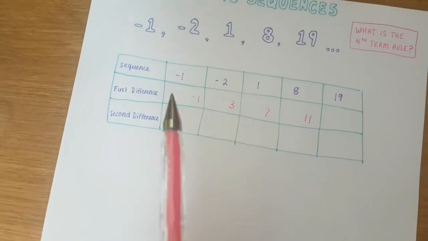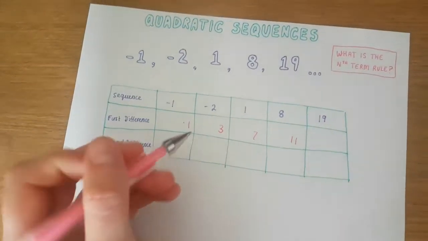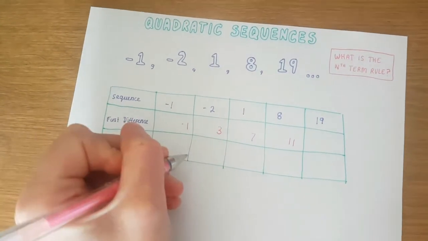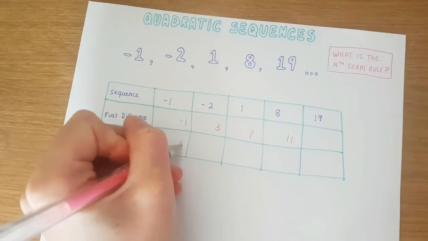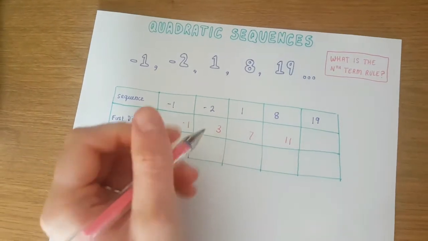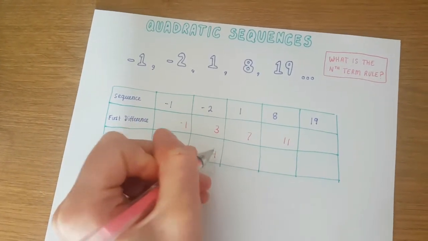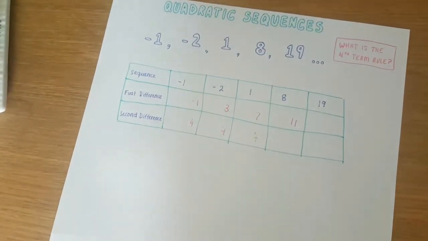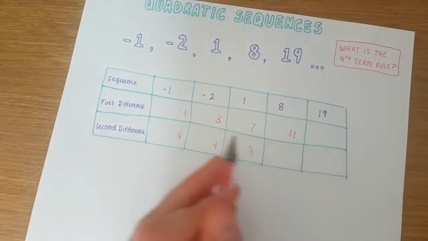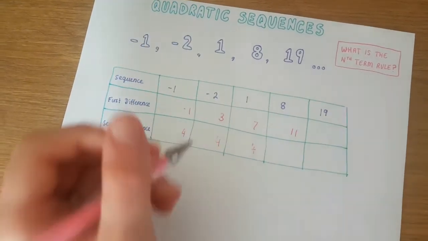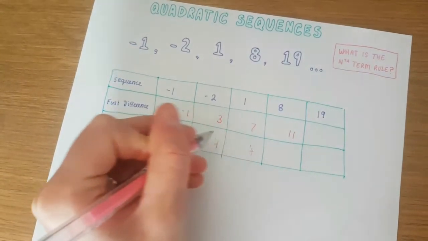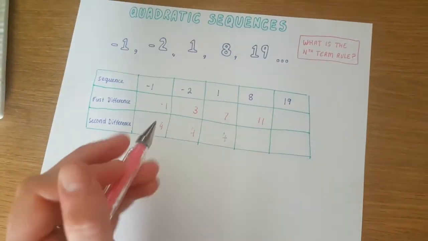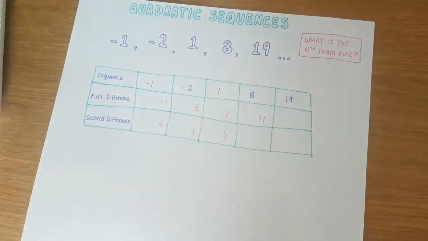After that, I have to find my second difference. That's the difference between these terms here. The difference from -1 to 3 is 4. The difference from 3 to 7 is 4. And the difference from 7 to 11 is 4. So what we can see here is that the second difference is the same for each of these, and this is the part that tells us it is a quadratic sequence. A sequence is quadratic if the second difference is the same.